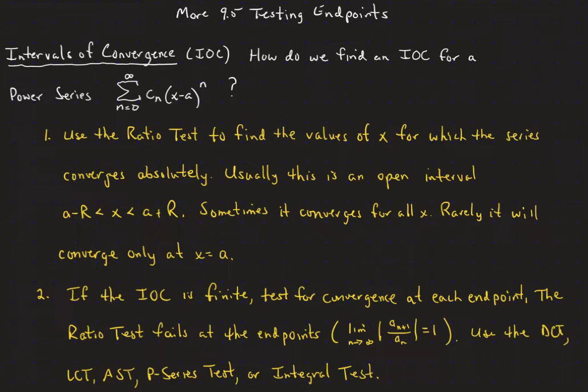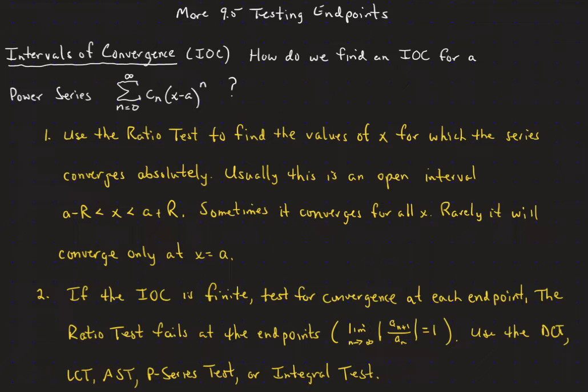First, we're going to start with the ratio test, and we'll find the values of x for which the series converges absolutely. Usually, this is going to be a finite open interval centered at x equals a, the center of our series. Sometimes it will converge for all x. Once in a while, it will converge only at x equals a.